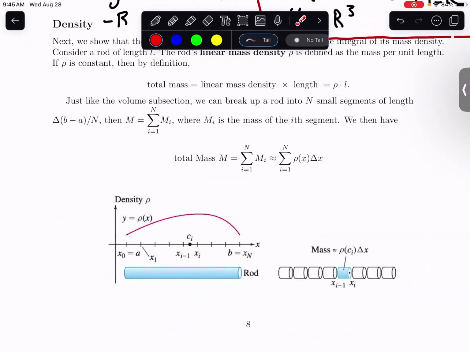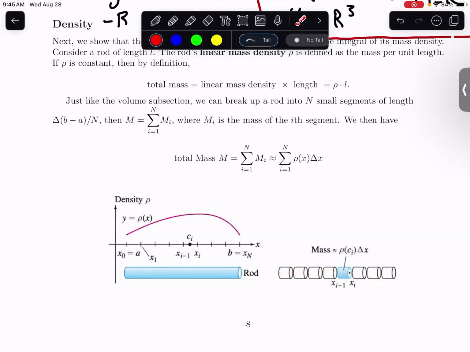Instead, what we're going to do is break up this rod into smaller chunks, like we have at the bottom on the right of page 8. The mass of each of these chunks is approximately going to be equal to rho, the linear mass density at some point on the interval from x sub i minus 1 to x sub i, multiplied by the change in x that's occurring. So the change in x is the length, and rho is the linear mass density of this smaller segment. We're breaking it into smaller segments and assuming it's constant over each of them.